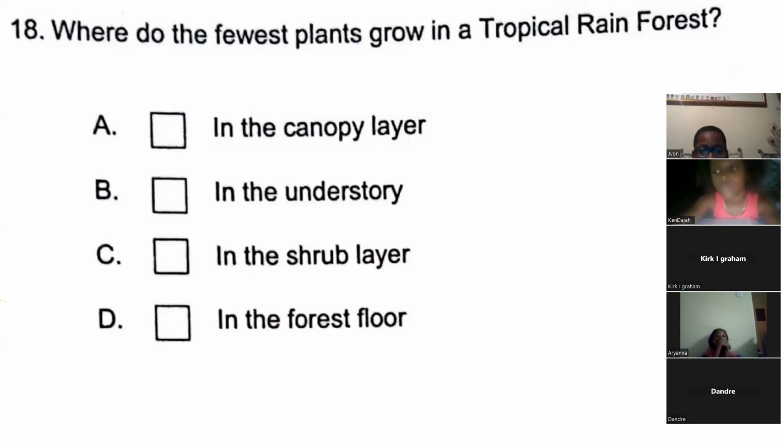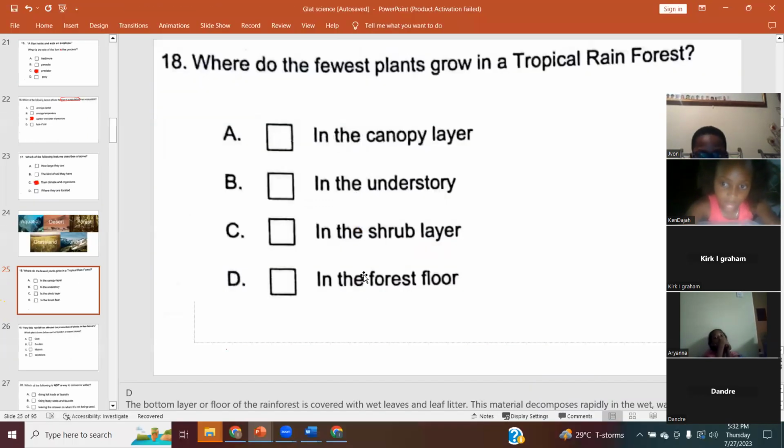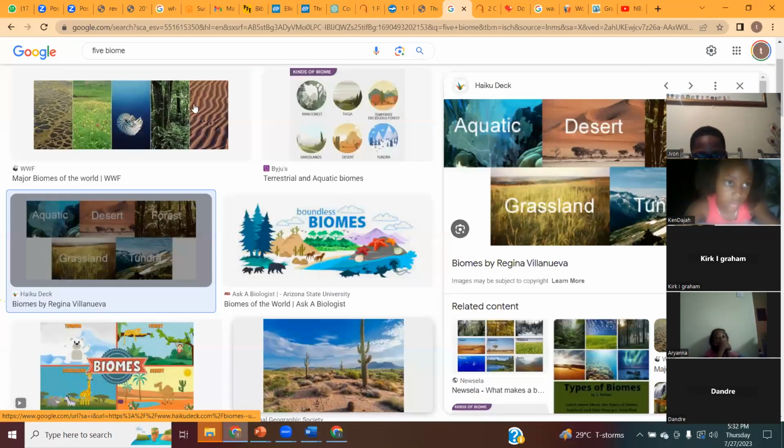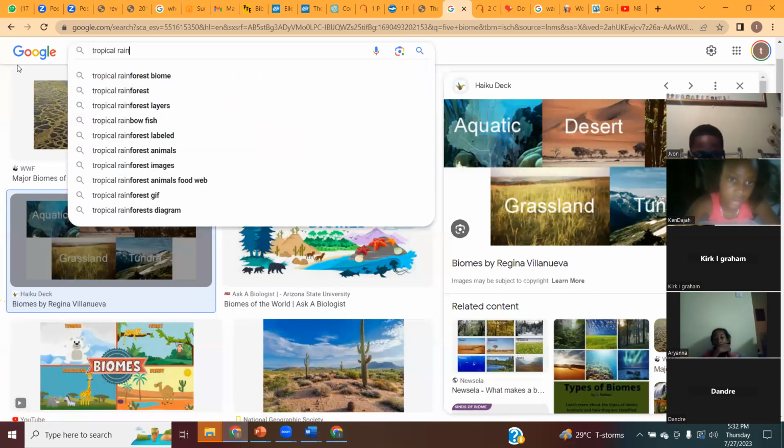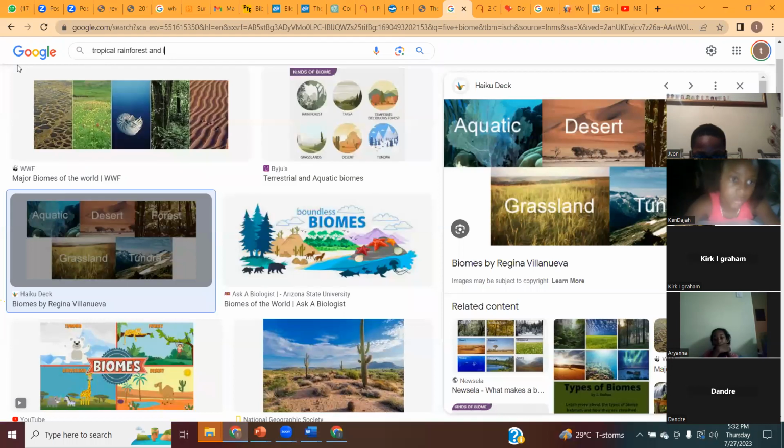I have a question. Go ahead. What is the canopy layer? Okay, so have you ever learned about the tropical rainforest at school? I think I've heard about that before. Okay, so the tropical rainforests have different layers. Let me show you. Tropical rainforest and its layers.